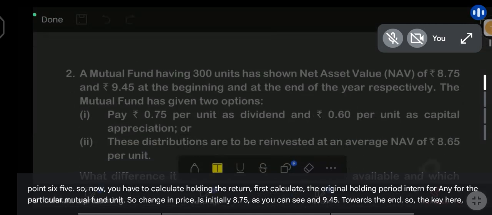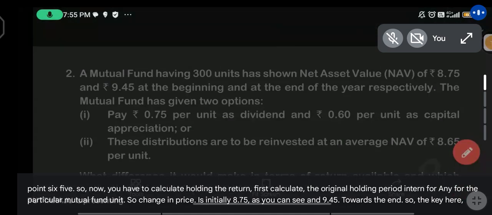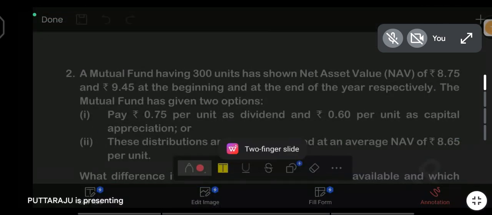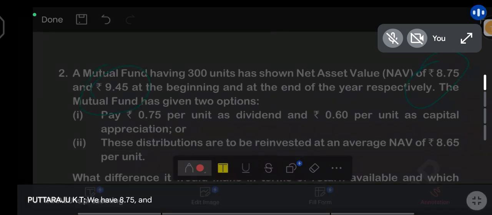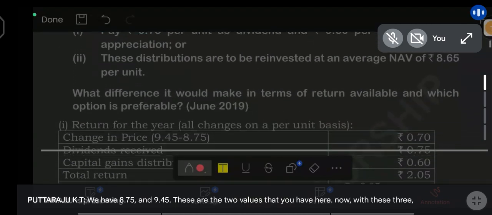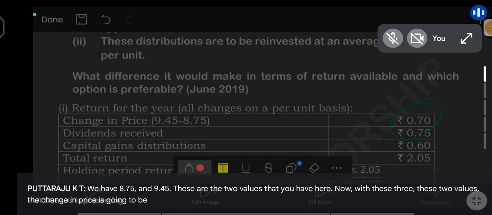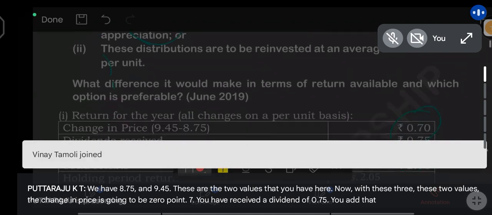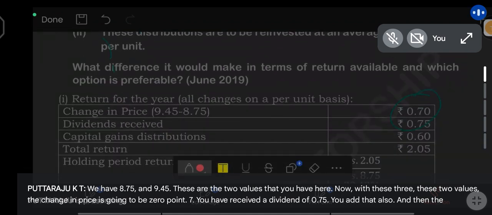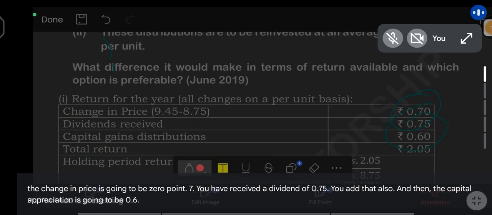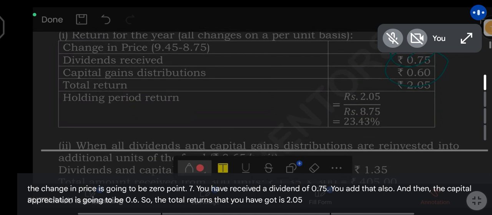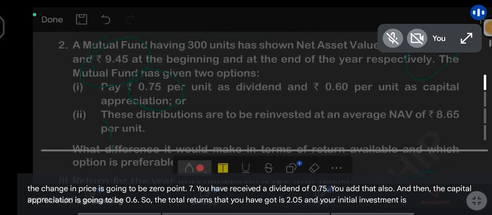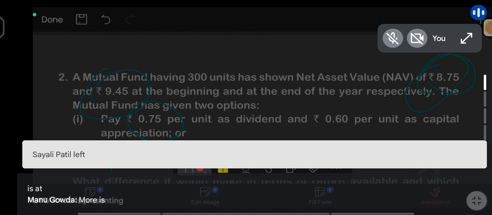So the key here, we have 8.75 and 9.45. These are the two values that you have here. Now with these two values, the change in price is going to be 0.7. We have received a dividend of 0.75. You add that also. And then the capital appreciation is going to be 0.6. So the total returns that you have got is 2.05, and your initial investment is 8.75 rupees, which is at the beginning. 24.8.